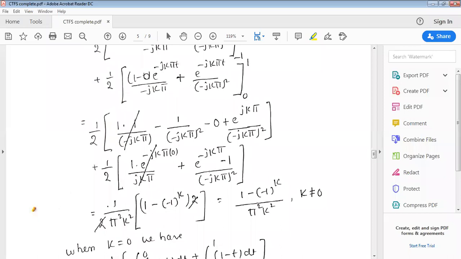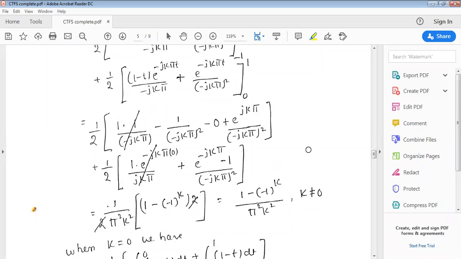When you give 0, what will happen? It is 1 by minus jk pi into minus e power minus jk pi into minus 1. Totally it will become plus 1 by jk pi. This value, whatever I showed you here. Okay, see here, look at the second value. Next, similarly, when you give 1 here, it will become e power minus jk pi divided by minus jk pi whole square. When you give 0 here, this value will become 1 minus 1 divided by this whole square.